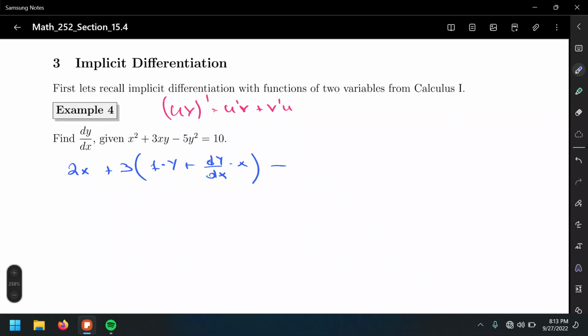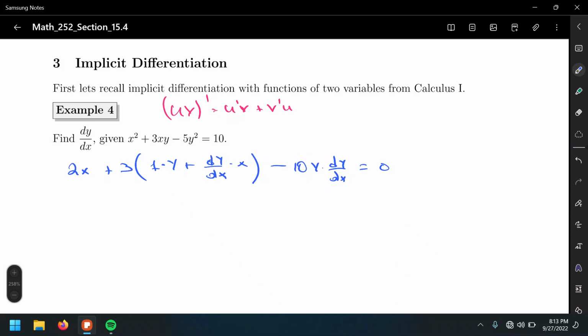And then minus the derivative of 5y squared. Well, we treat it like it's an x. The derivative of 5y squared is negative 10y. But in this case, because we're differentiating a y, we multiply by dy/dx. Ultimately, this is like a mini chain rule to differentiate the y. And then equal to the derivative of 10, which is just a constant, that should be equal to 0.